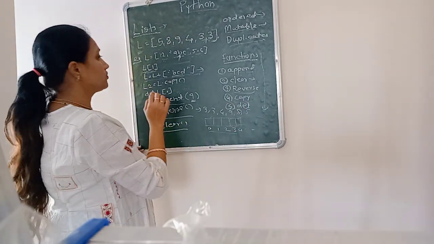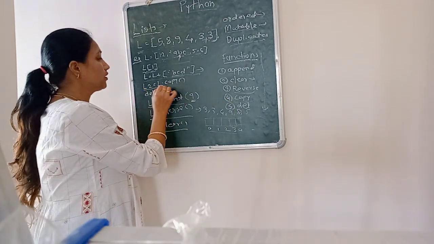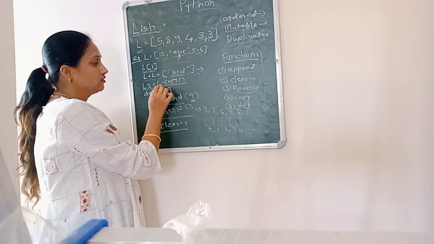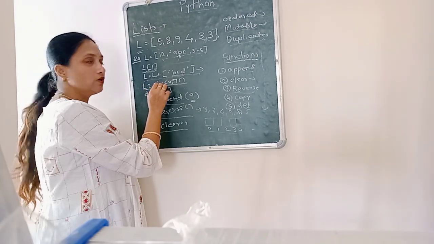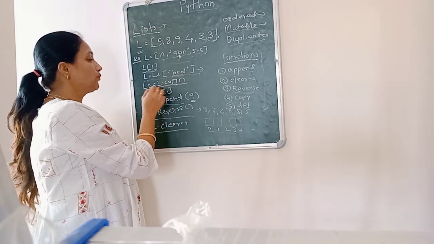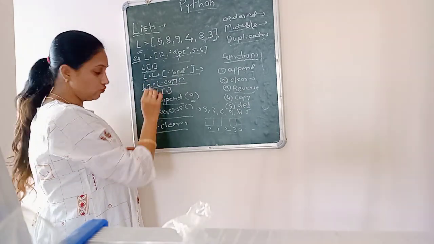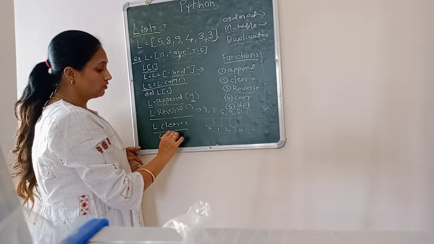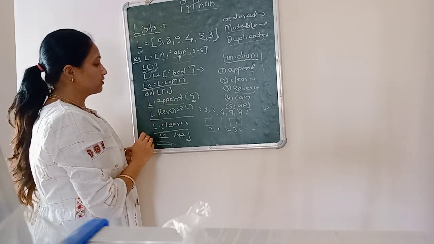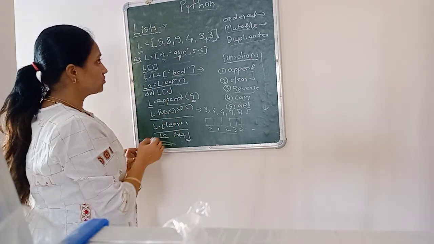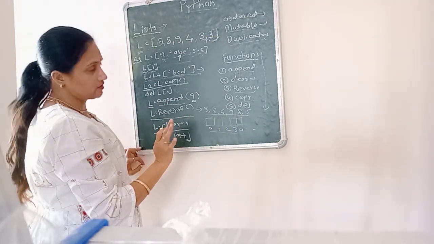Now next is copy. If you want to copy the contents of one list to another list, we use the copy function. How to write the copy function? L2 equals to L dot copy. This is the list from which we are copying and this is the list in which we are copying. This will copy the contents of L into L2, and to see the contents of L2, simply write L2 and press shift enter. It will display the contents of L2. If you are referring to this list, it will display this one because we have already reversed the list.